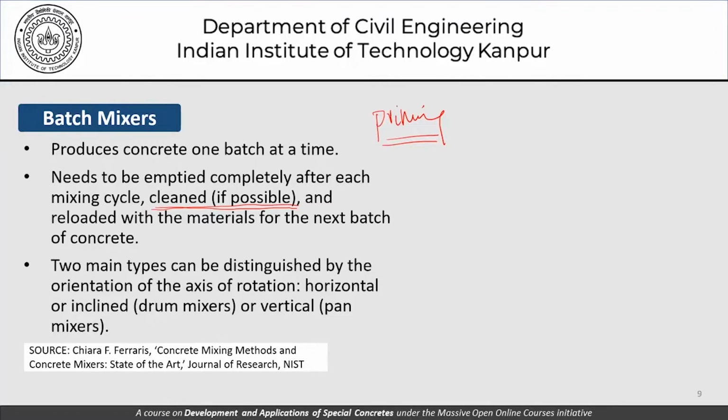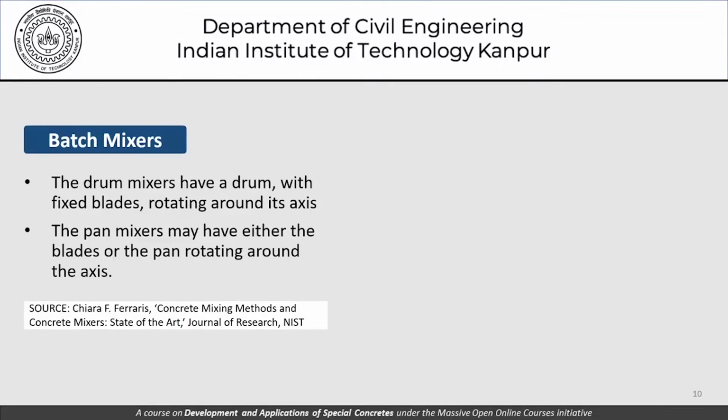2 main types can be distinguished by the orientation of the axis of rotation as far as batch mixers are concerned: the horizontal or inclined drum mixers and the vertical, that is the pan mixers. So if the axis of rotation is horizontal or slightly inclined, they are typically called drum mixers. If the axis of rotation is vertical, they are typically called pan mixers, as we shall see. Drum mixers have a drum with fixed blades and rotate around an axis. For pan mixers, they may have either the blades or the pan rotating around this axis. So that's the difference between a drum mixer and the pan mixer, which is the basic classification of batch mixers.